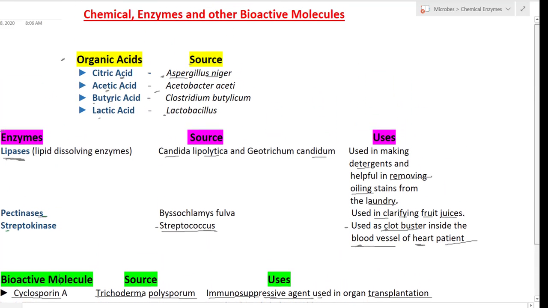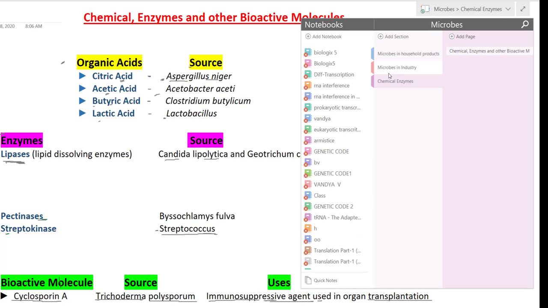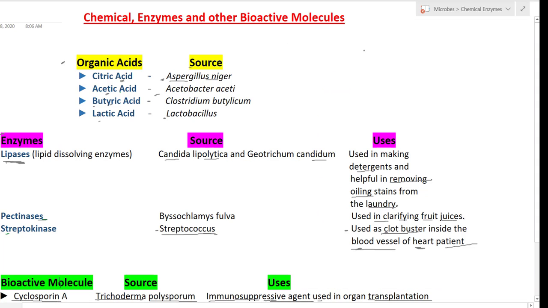We have discussed all these topics: microbes in household products, microbes in industry, and these chemicals, enzymes and bioactive molecules. Hope you guys understood these topics well.